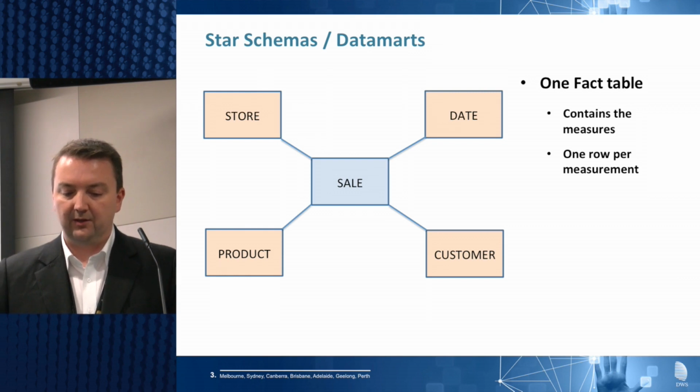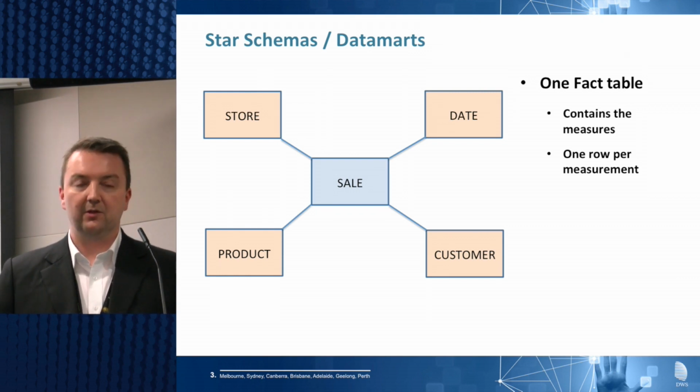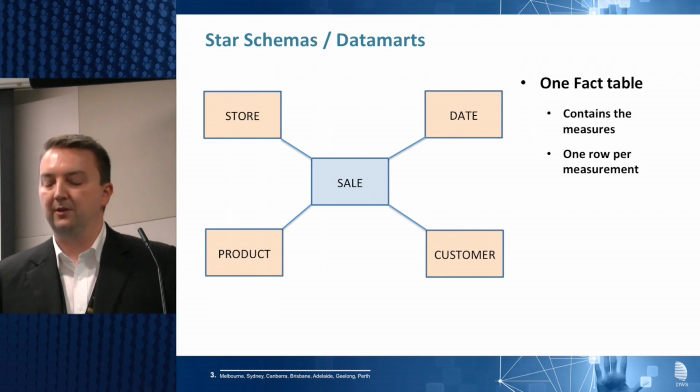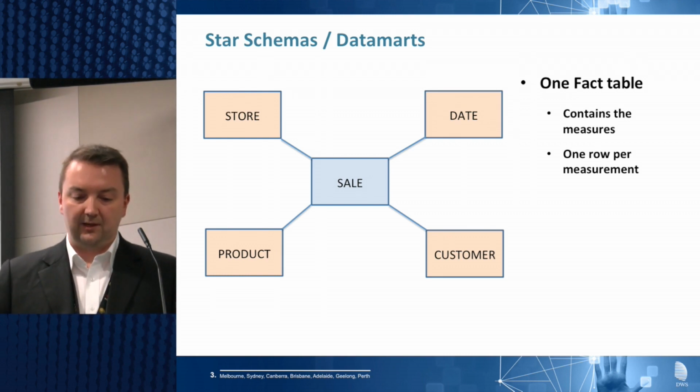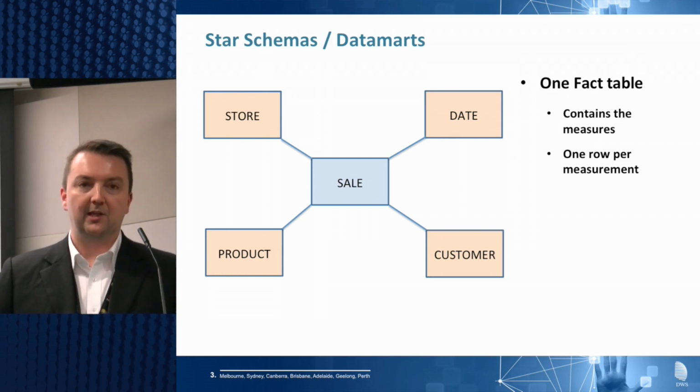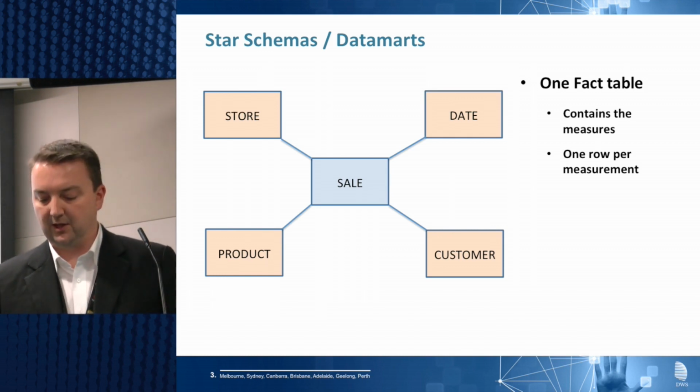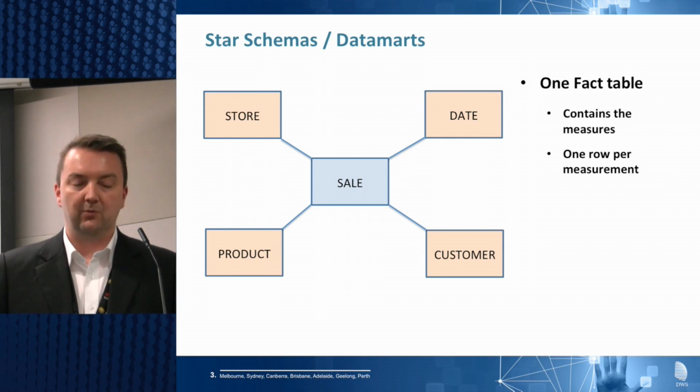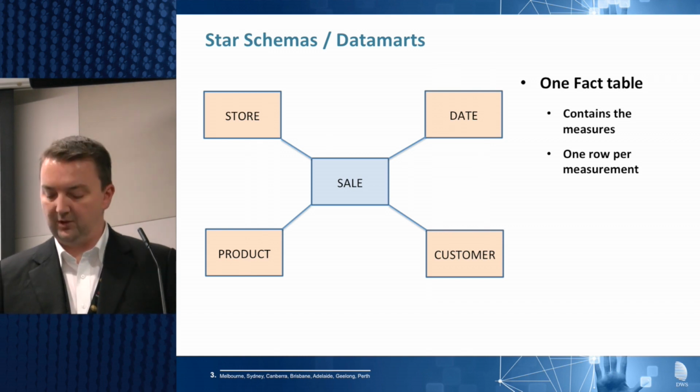Around the outside of the fact table we have the dimensions. The dimensions are the descriptive attributes that describe the fact. So in this example we've got stores, products, customers and dates as our dimensions. That's a star schema. It's one fact, many dimensions. Simple as that.